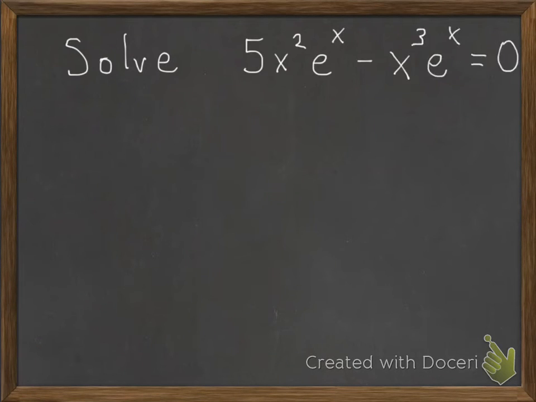So let's do a more difficult example. We want to solve 5x squared e to the x minus x cubed e to the x equals 0. We want to factor this.